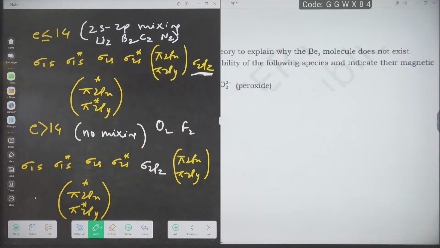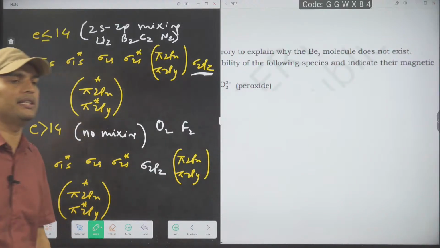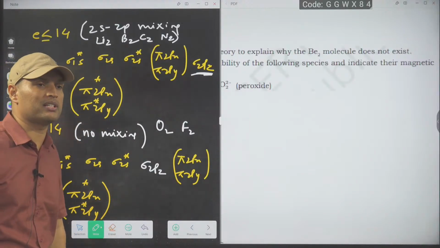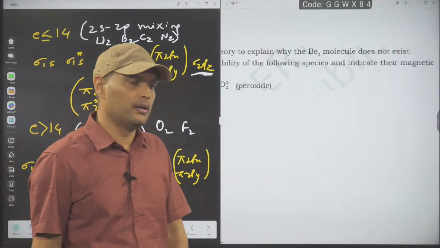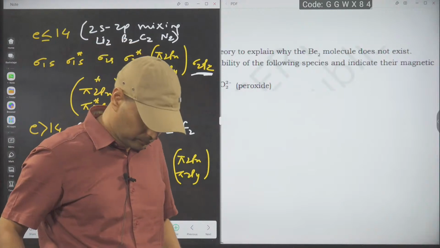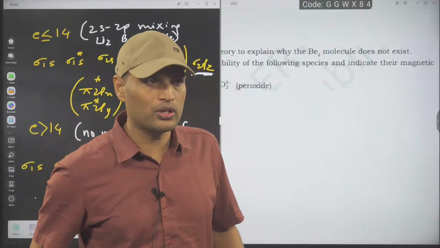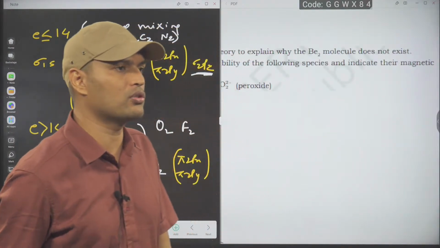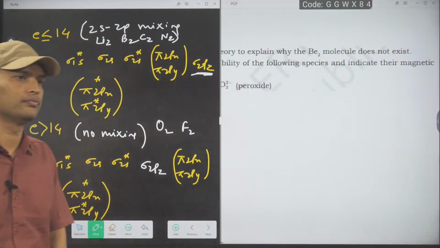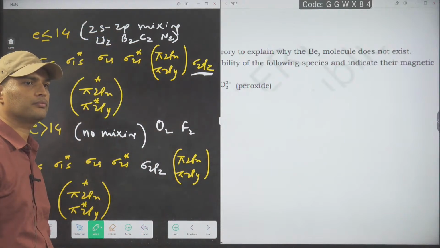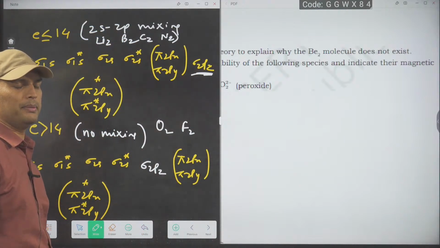Clear? So many questions they can ask you. They can ask you bond order, stability, or in which case 2s-2p mixing is taking place. So can you reply? Tell me, in which case is 2s-2p mixing taking place? Less than or equal to 14. Example: B2, C2, N2.